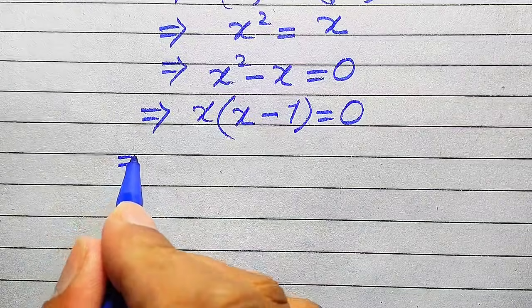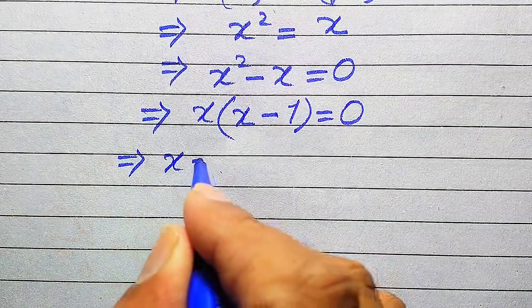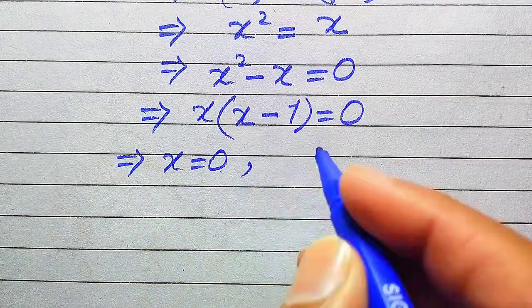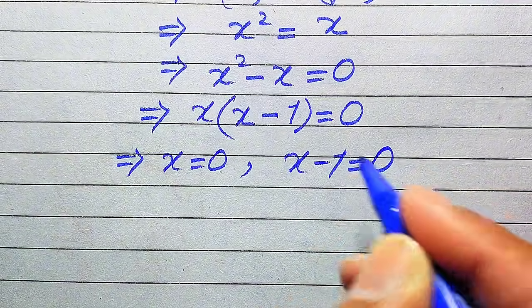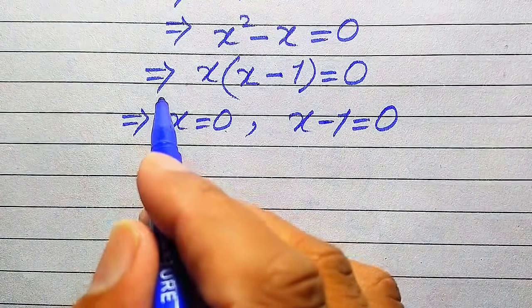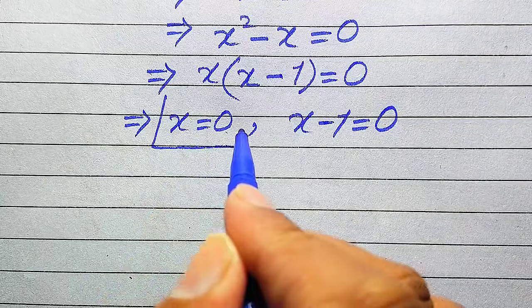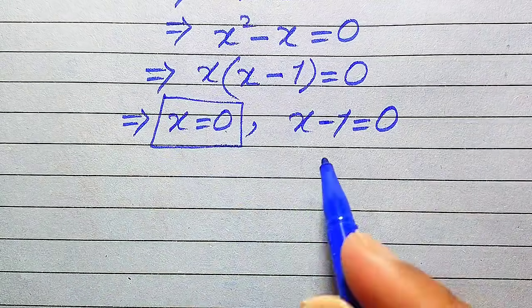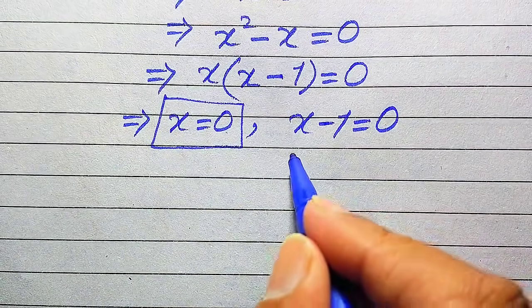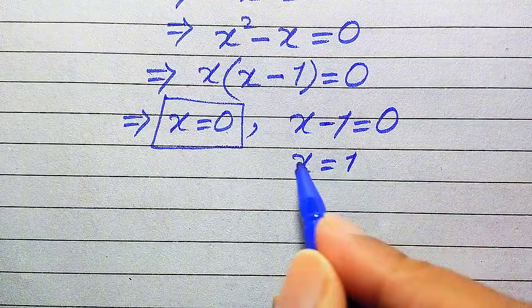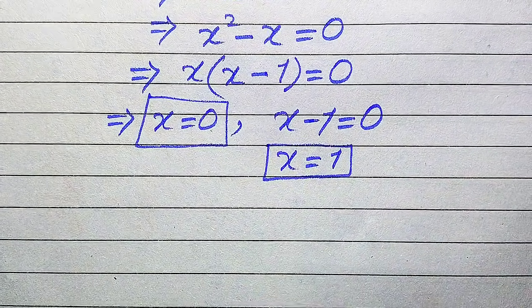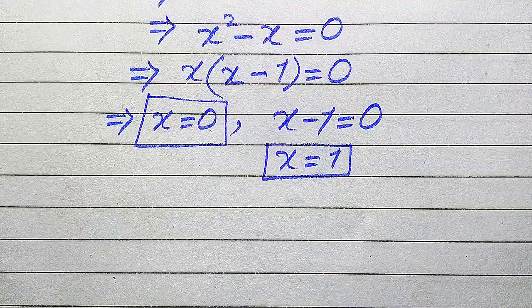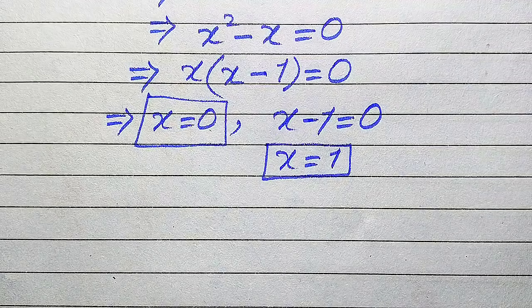And now we divide this equation into two cases. The first case is we write x is equal to 0, and the second case is we write x minus 1 is equal to 0. So this is our first root of the given equation. And now from here we move this minus 1 to the right hand side and it becomes plus 1, x is equal to 1. And this is the second root of the given equation. So here we get these are the two roots of the given equation.